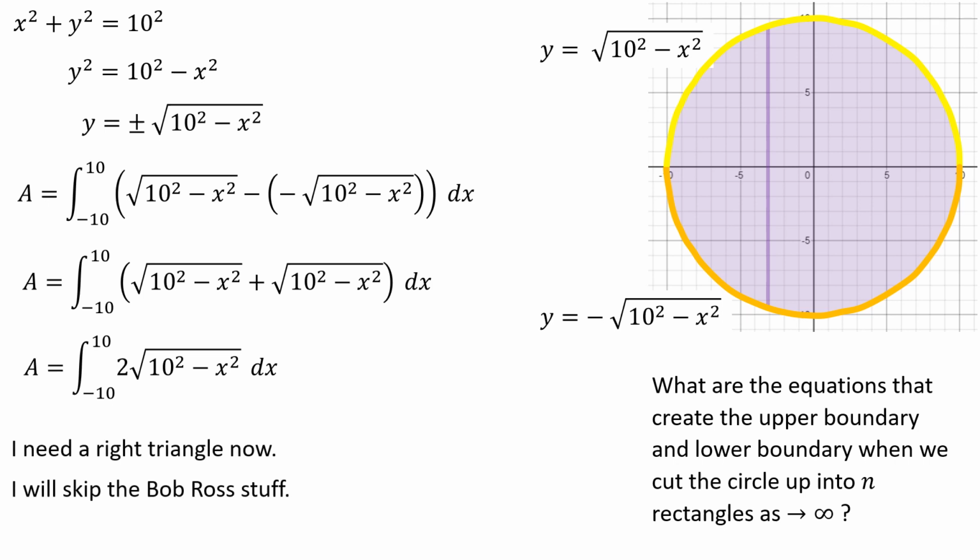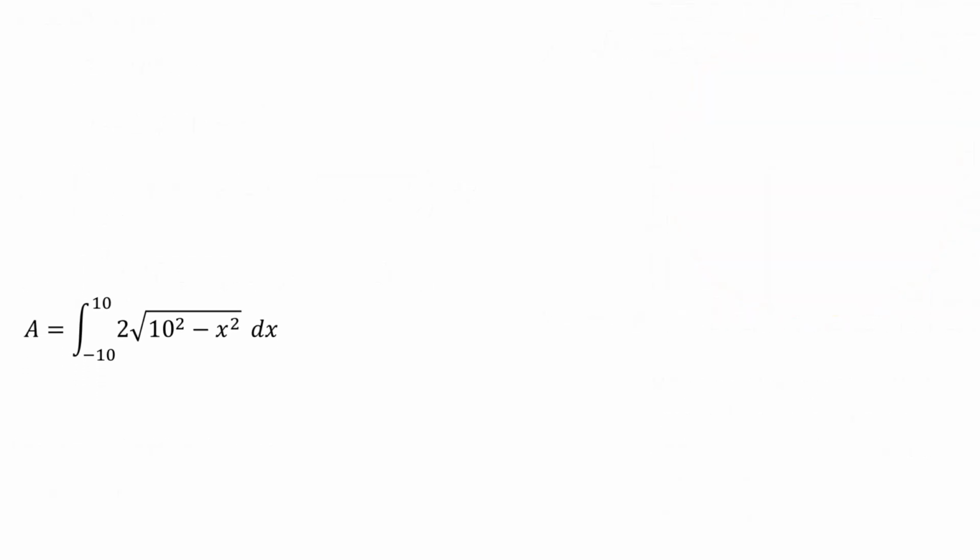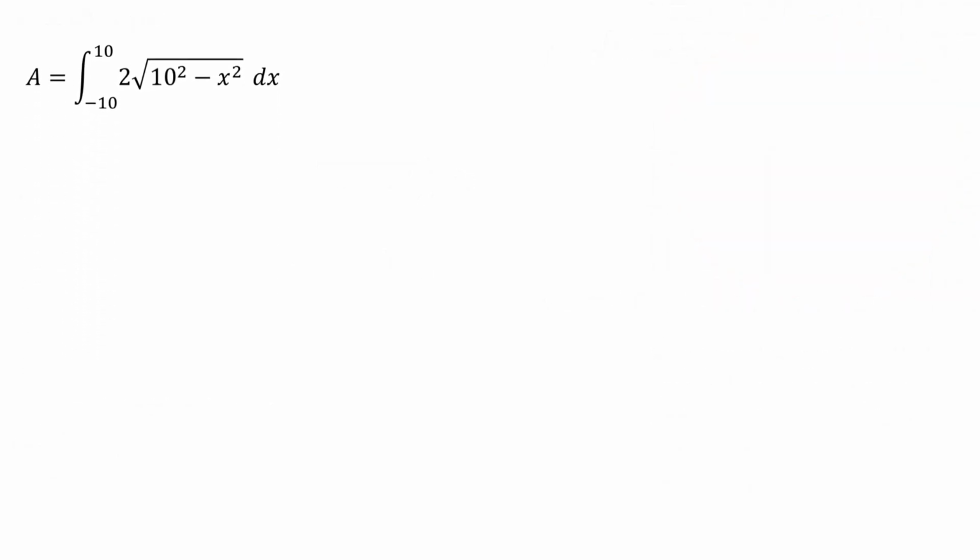So now we need the triangle, but I'm going to skip Bob Ross. All right, we've had enough of these Bob Ross jokes here, so we're going to go straight to the triangle.